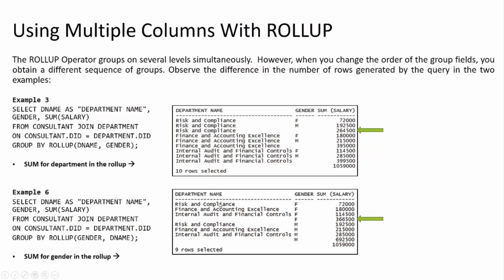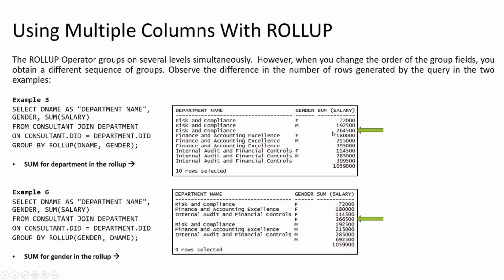And so we see females in each one of these departments, and then the roll up for females overall, regardless of department, and then males for each department, and the roll up for males overall, regardless of department, and then the sum of salaries regardless of department and regardless of gender. So note that what we got different in this second query is we got gender regardless of department, whereas previously we got department regardless of gender.